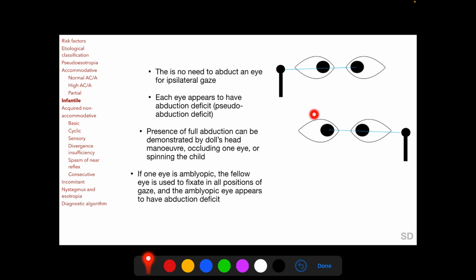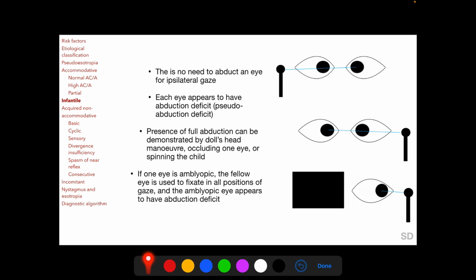So as seen in this diagram, with the target positioned in the left visual field, a cross-fixating child with infantile esotropia maintains fixation on the target with the right eye, and the left eye does not abduct to take fixation on that target. But now if we occlude the right eye, the left eye does abduct to take fixation of the object in the left visual field.